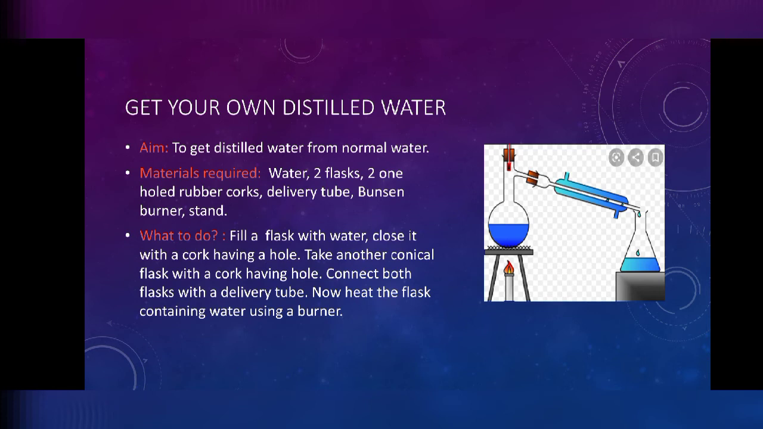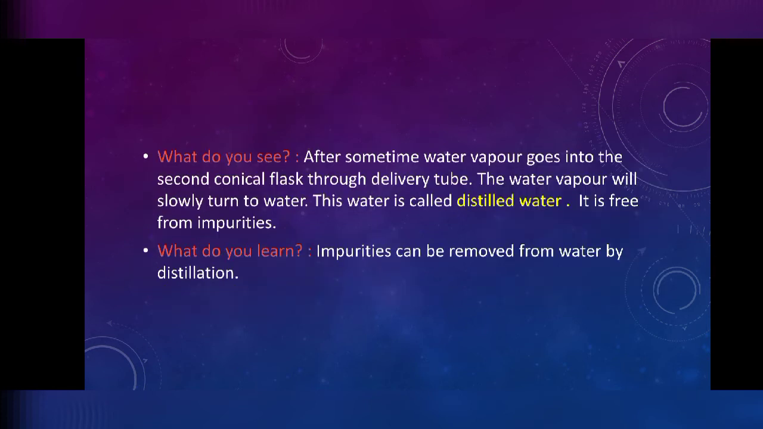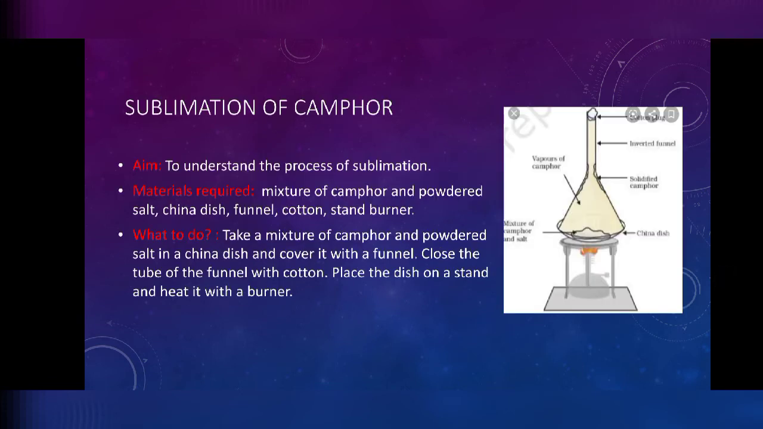Then what happens? After some time, water vapor goes into the second conical flask through the delivery tube. The water vapor will slowly turn to water. This water is called distilled water. It is free from all types of impurities. What do you learn? Impurities can be removed from water by distillation.